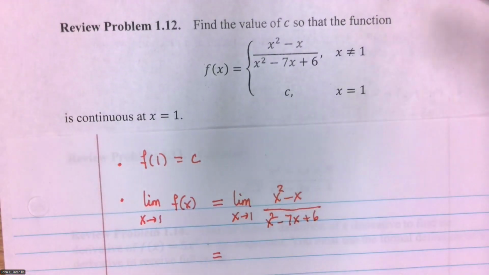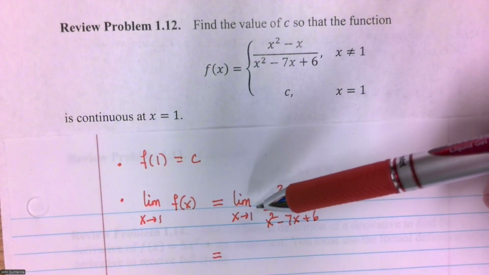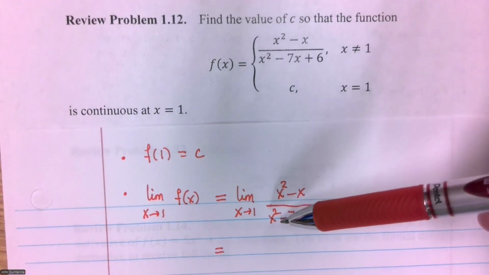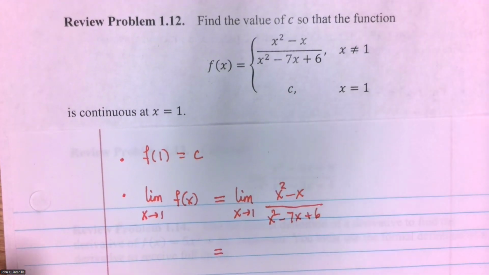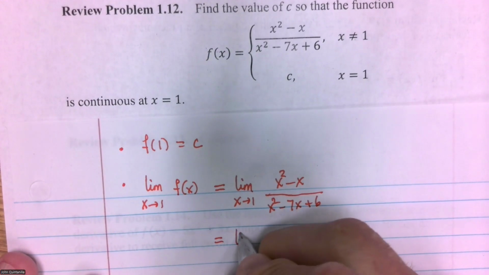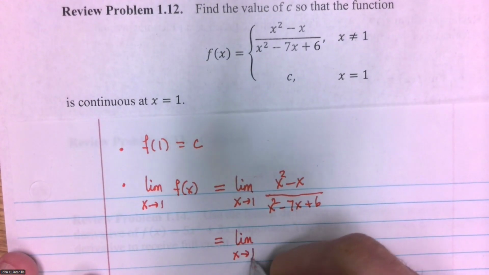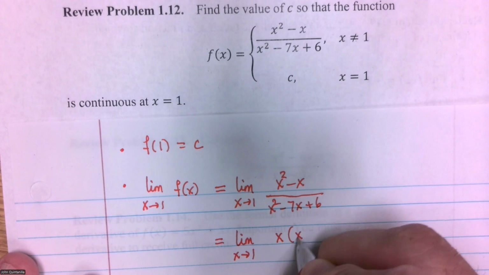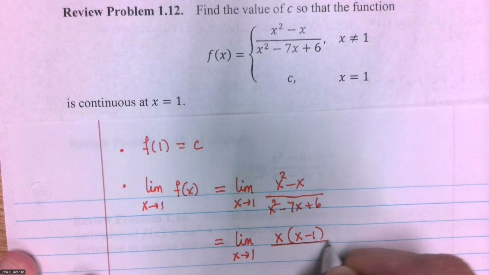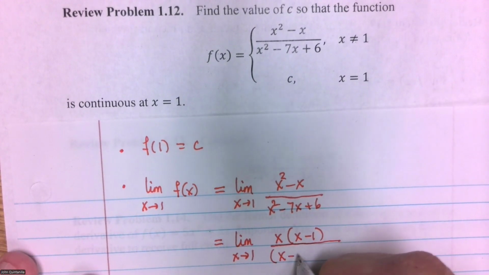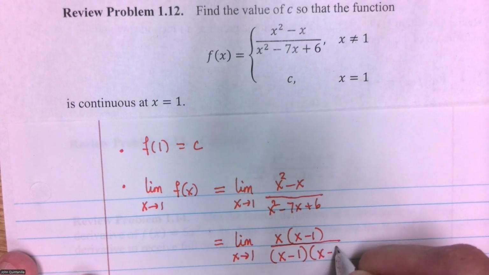Okay, now can I just directly plug in 1? Unfortunately, the answer is no, because if I plug in 1, I would get 1 minus 7 plus 6, which is 0 in the denominator. However, what I can do is factor. On the top, this factors as x times x minus 1. And on the bottom, this factors as x minus 1 times x minus 6.